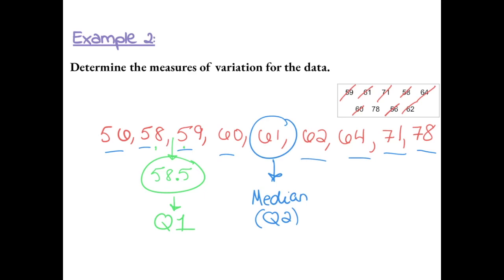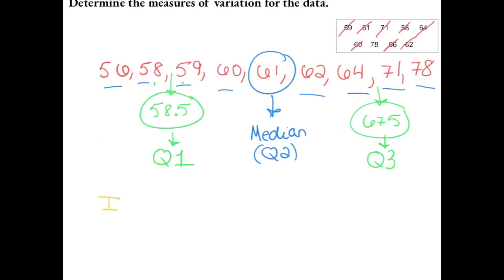Now to find quartile 3, we have to find the middle number of the right side of the data. So we have to find the mean of 64 and 71. This equals 135 divided by 2, and that equals 67.5. So 67.5 is our third quartile.